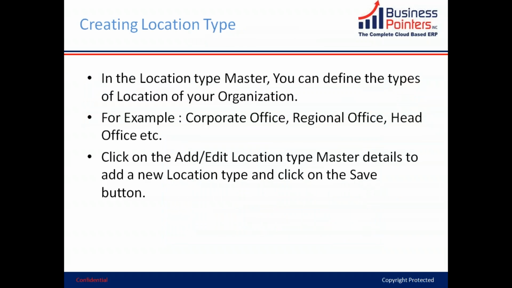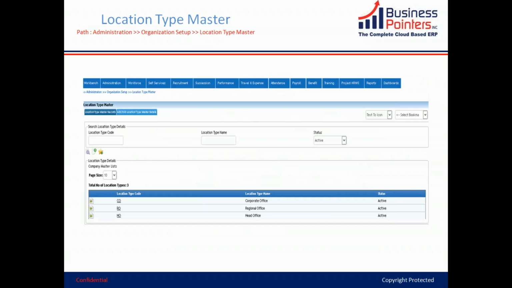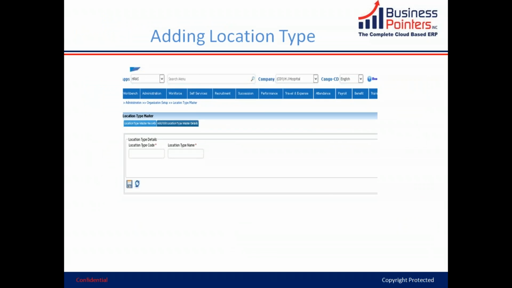We will start with the administration setup. So in the administration, we first define all the masters, which helps us with the functionality of the software. So creating a location type, basically. So in Business Pointers, you create different types of locations. So for example, if you see on the screen, we have corporate office, regional office, head office, city office. Depending upon your location types, you can configure the location type master.